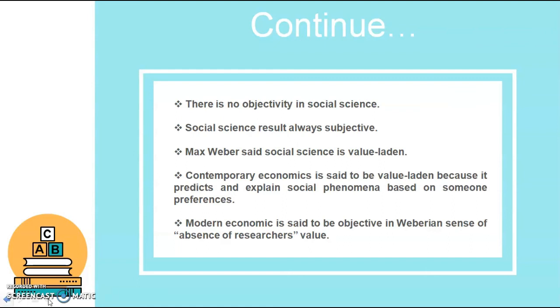Max Weber said that social science is value-laden. As I said before, economics is one of the social sciences, right? So contemporary economics is said to be value-laden because it predicts and explains social phenomena based on someone's preference. But modern economics is said to be objective because of the absence of researchers' values.